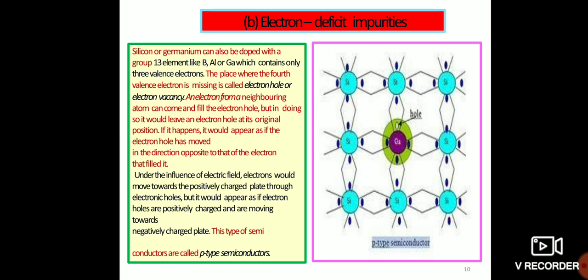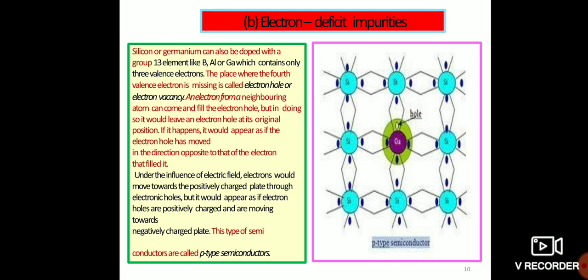Second is electron-deficient impurities. When silicon or germanium is doped with a group 13 element, that is boron, aluminium or gallium, which contains only 3 valence electrons, the silicon atom is replaced by the gallium or other group 13 element. It has 3 valence electrons. The place where the 4th valence electron is missing is called an electron hole or electron vacancy. Electron vacancy is created due to the presence of only 3 valence electrons.